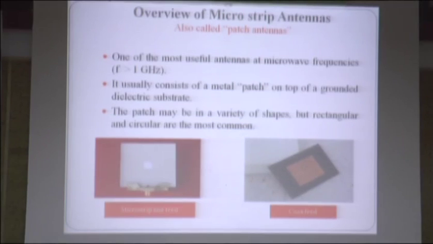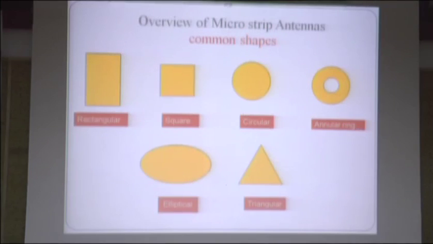I am using this microstrip patch antenna for microwave frequencies, and microwave frequencies are greater than 1 gigahertz. It usually consists of a metal patch on a dielectric substrate, and the other side has a ground plane. The patch may be in a variety of shapes, but rectangular and circular are most common. The variety of shapes we can use are rectangular, square, circular, annular ring, triangular and elliptical as a patch on the microstrip patch antenna.